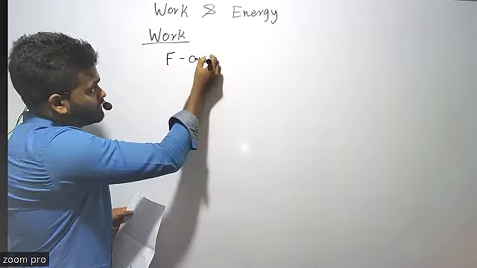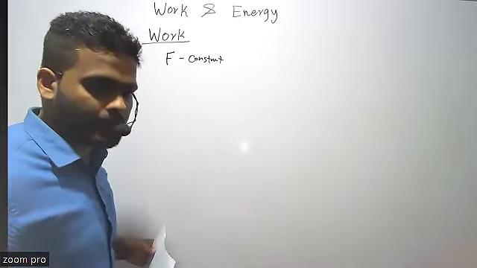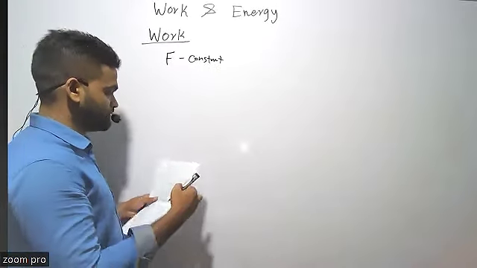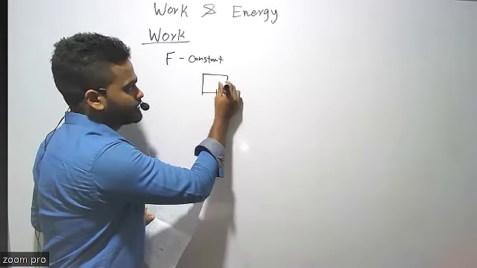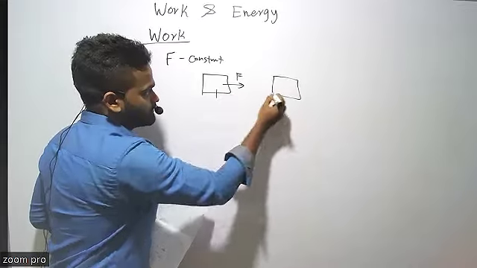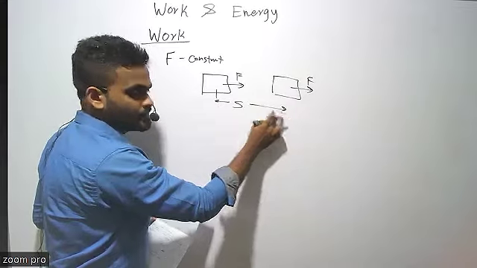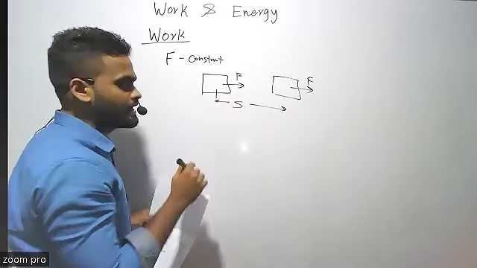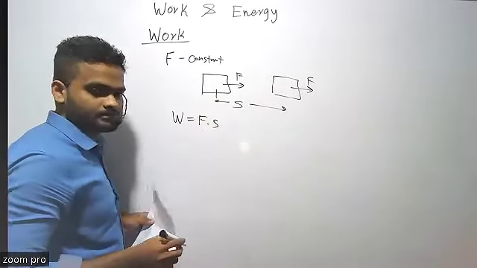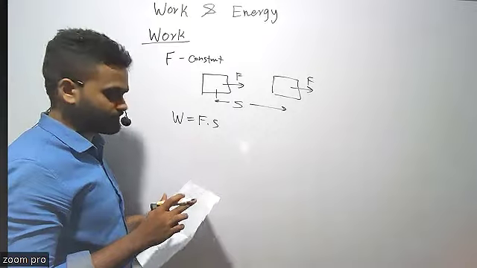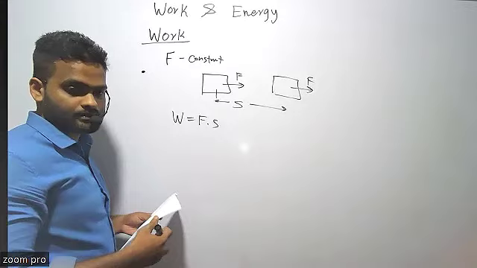So when the applied force is constant, we can simply use this one. Let's say you have an object and under force F, it moves from here to here under a constant force. Then you can apply W equals Fs. This is one of the forms that you would get questions.